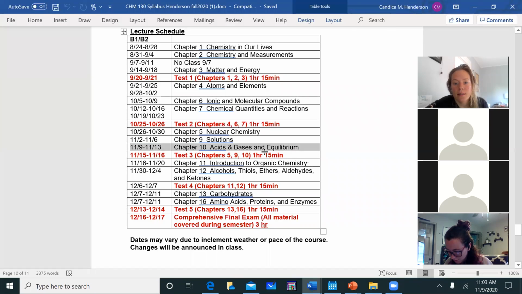at acids and bases equilibrium. We've got some more solution stuff to do. So we'll see how this plays out. If I need to push this test back, I will. I'm not committing to that just yet though. All right, so let's see how it goes.